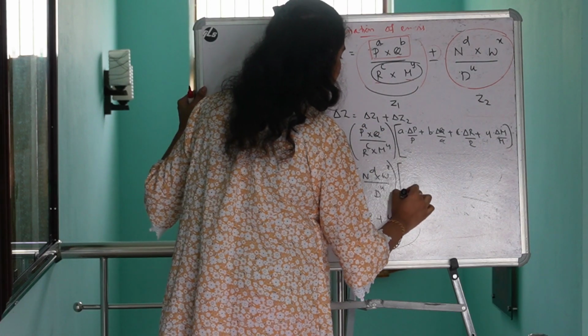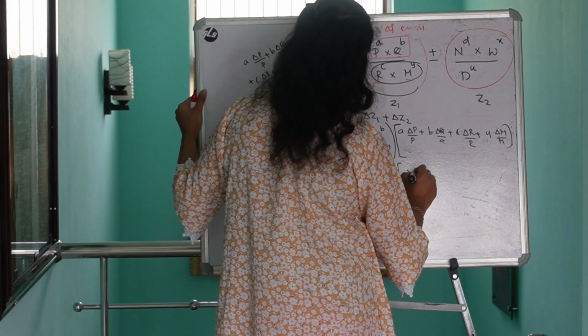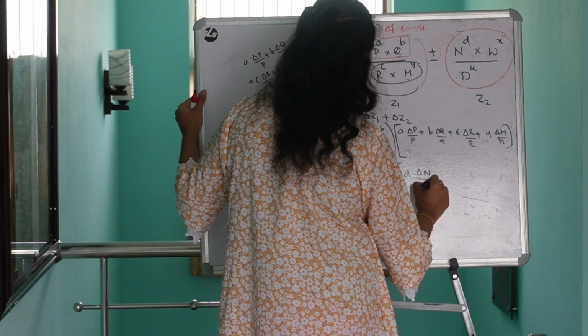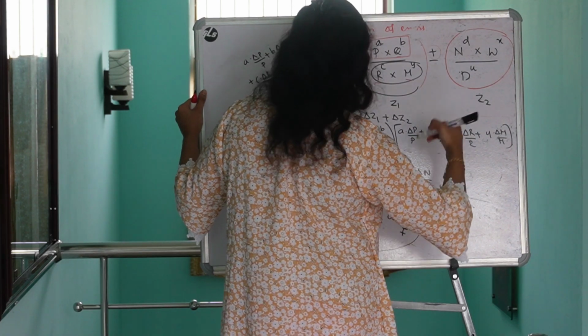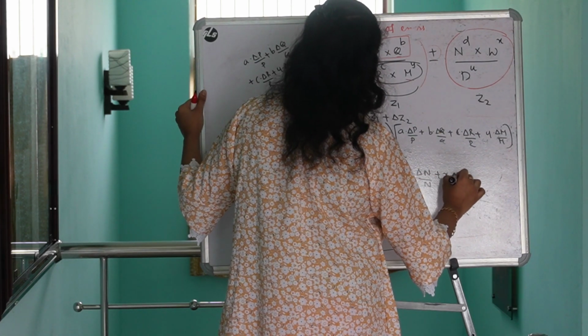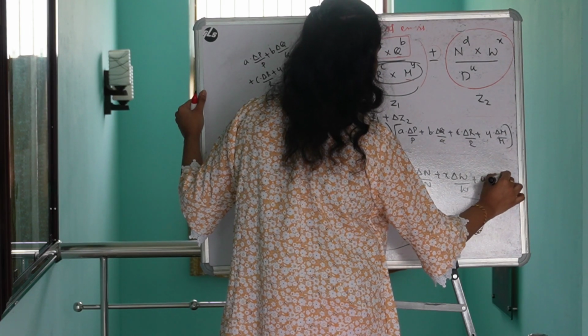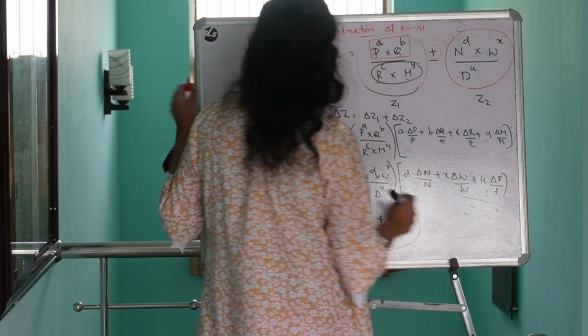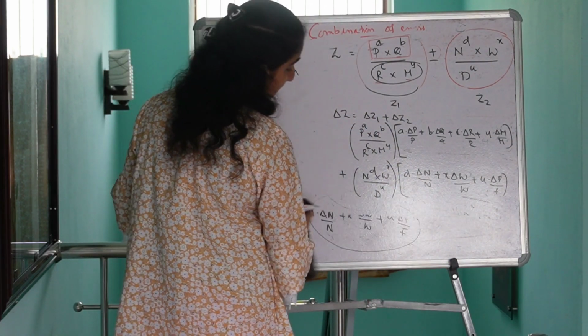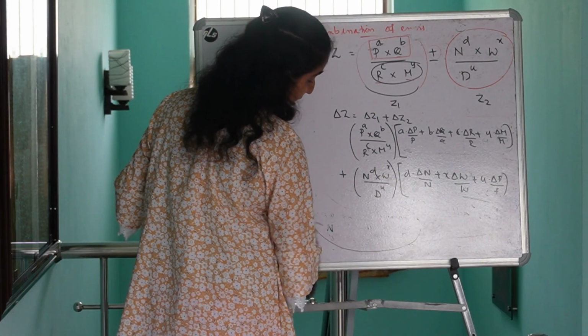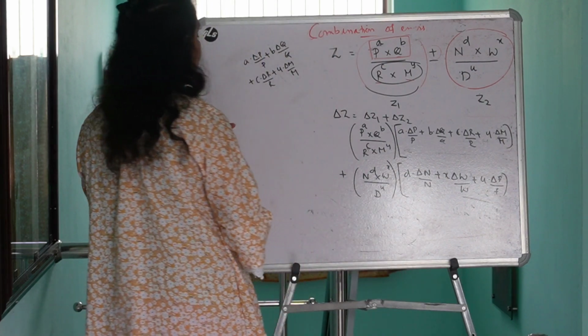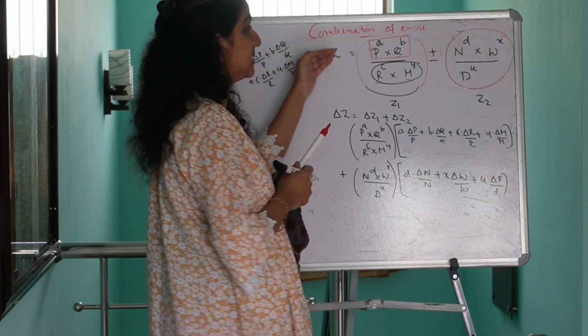Now, what is the relative error in Z2? That is equal to d into del n by n plus x into del w by w plus u into del f by f. Thus we got the value of del z. Thus we found the maximum possible error in the resultant z.